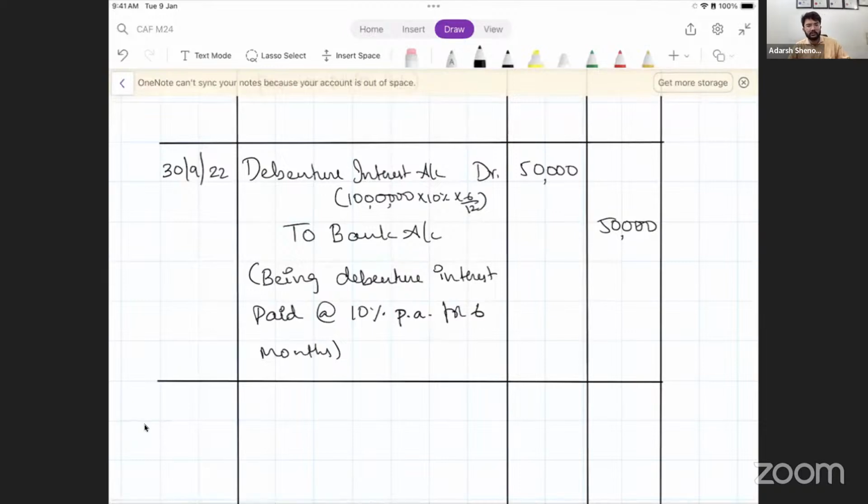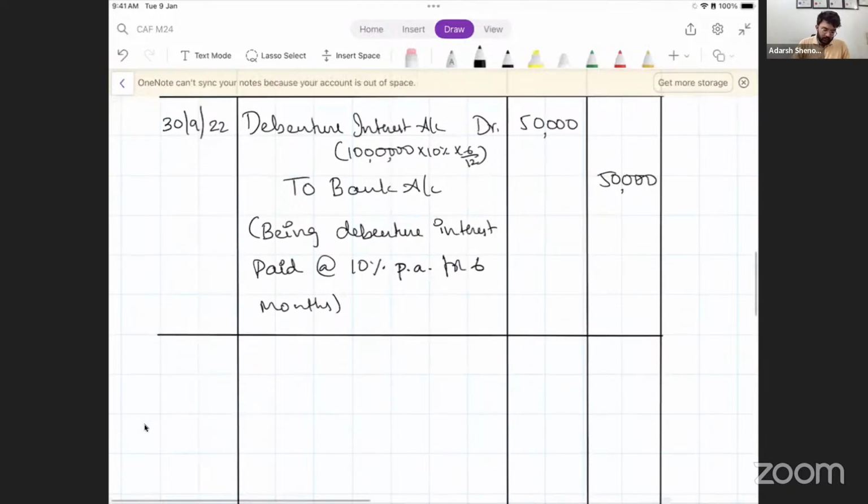Done. Debenture interest entry. One entry is done. We have to close this account, but this is closed at the end of the year, right? Profit and loss account is prepared at the end of the year. That is when it is transferred to the profit and loss account. But before that, I will have to give interest again. I'll also have to receive interest. So let me pay the interest first.